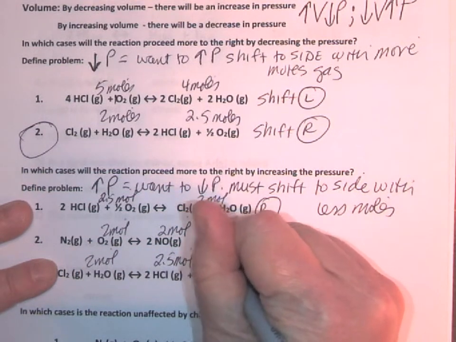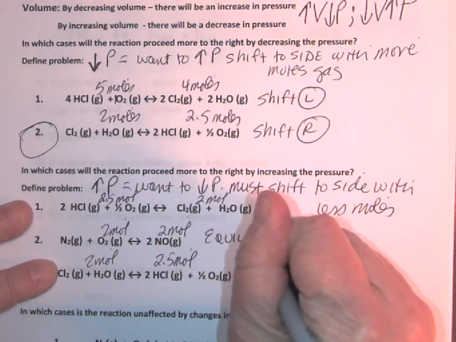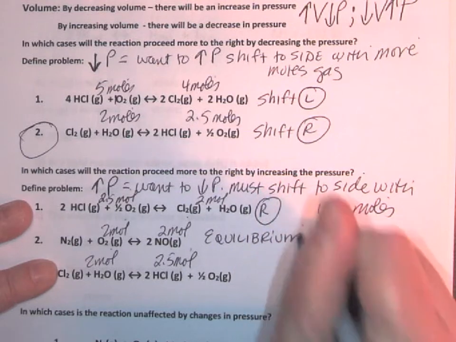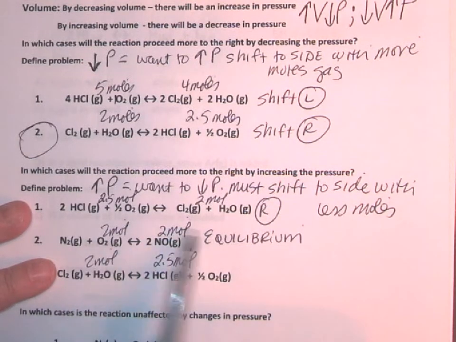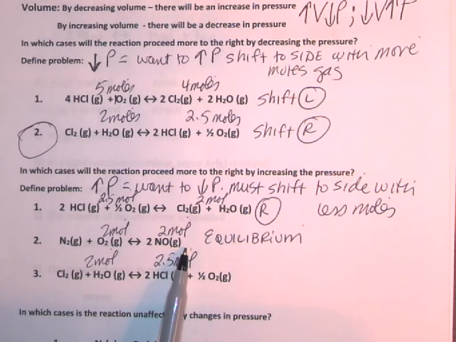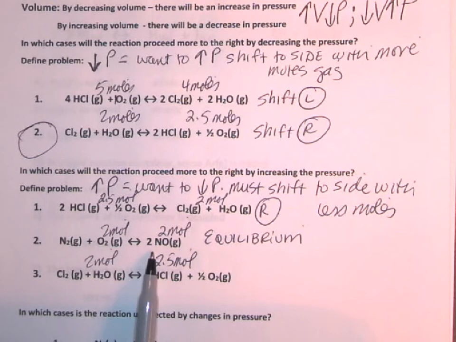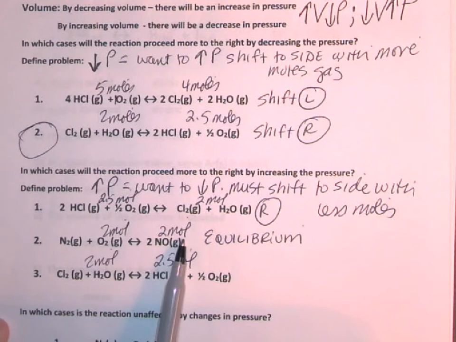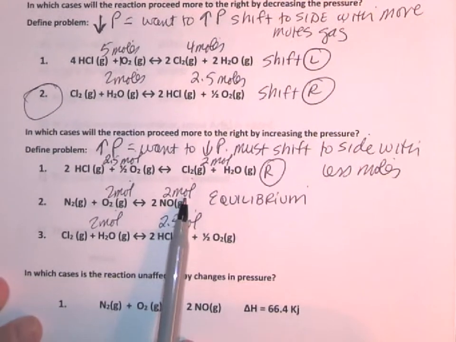If they have the same number of moles of gas on each side, you are in equilibrium. It means that decreasing volume won't impact this, anything with the pressure. It's already in equilibrium, so nothing is going to change that.